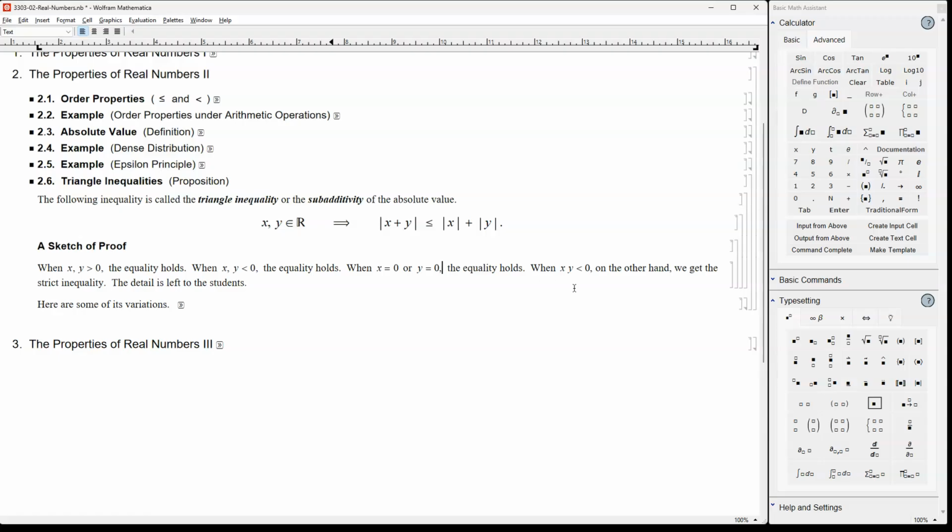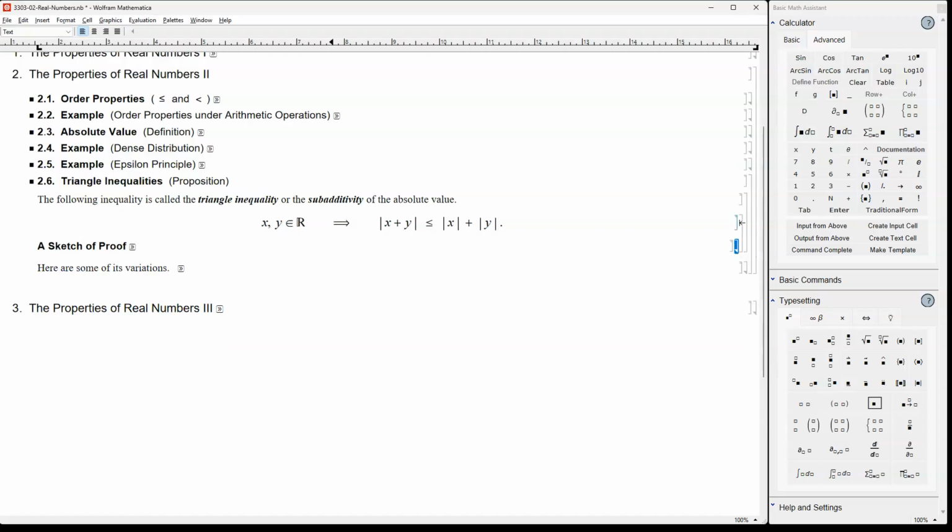Now, finally, when x and y have opposite sign, x times y is negative. In other words, x is positive and y is negative, and vice versa. X is negative and y is positive. In this case, we're going to get strict inequality there. Well, the details are left to the students. It's just tedious. It's not difficult, just tedious.